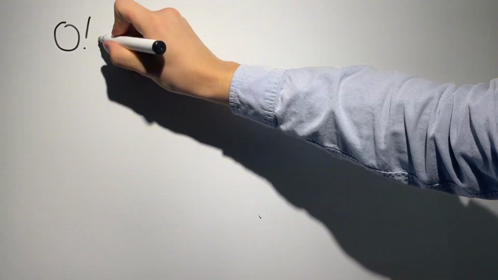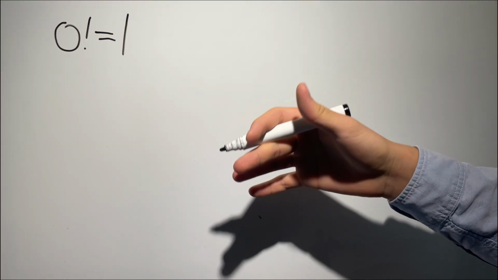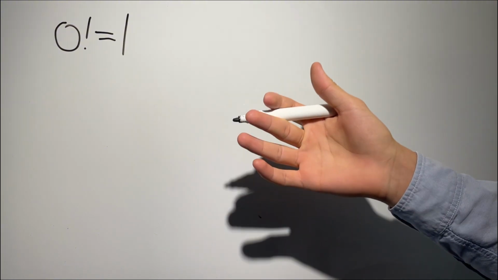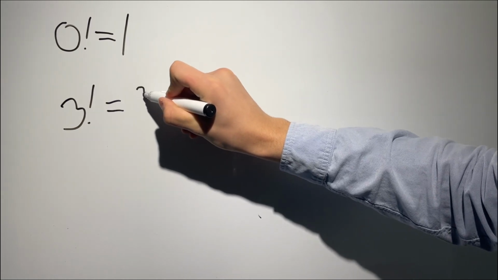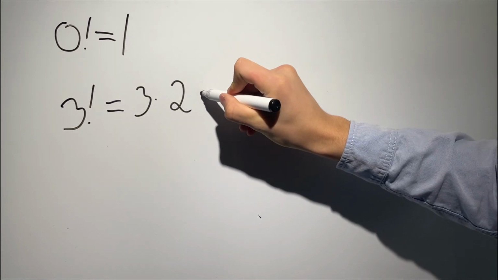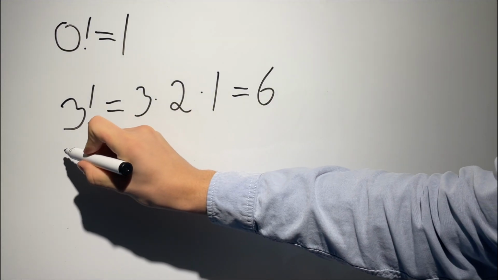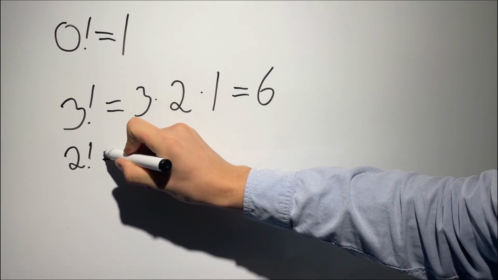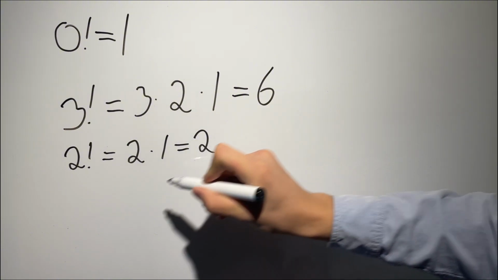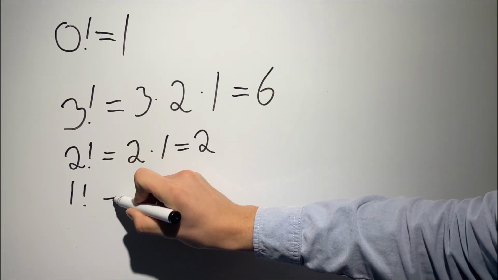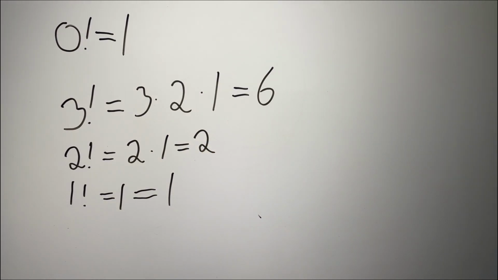Why does 0 factorial equal 1? One reason is that math likes consistency. Let me explain with a pattern. 3 factorial equals 3 times 2 times 1, which equals 6. 2 factorial equals 2 times 1, which equals 2. 1 factorial equals 1, which equals 1.